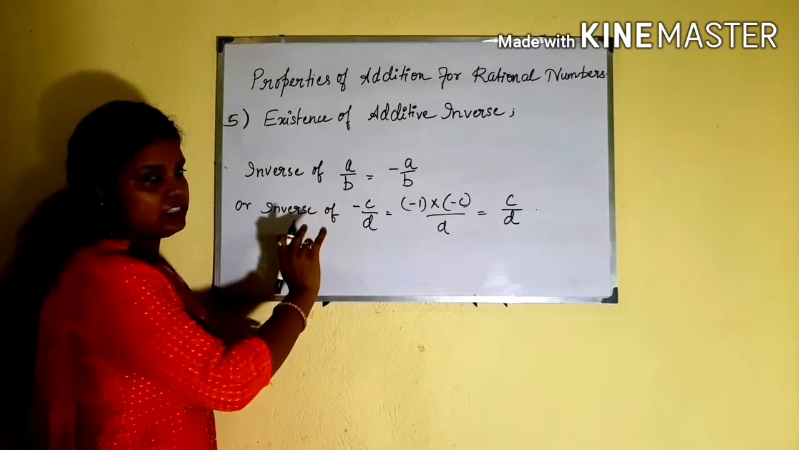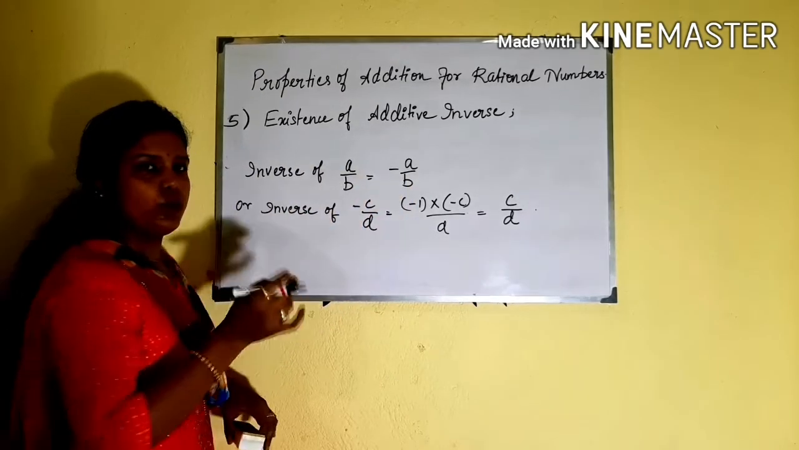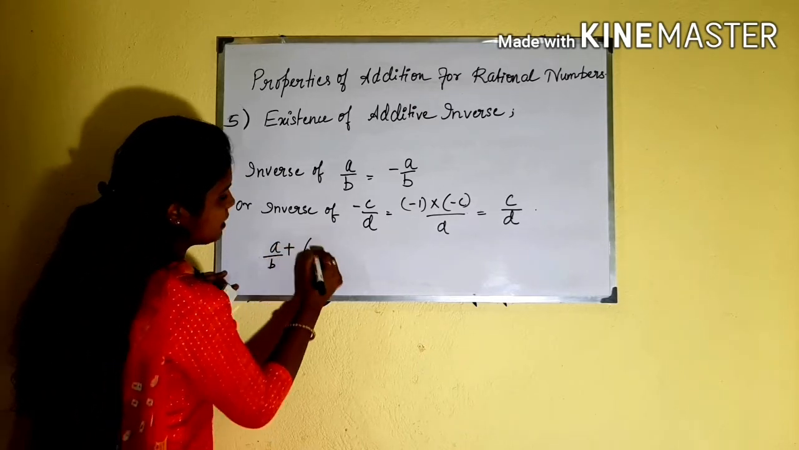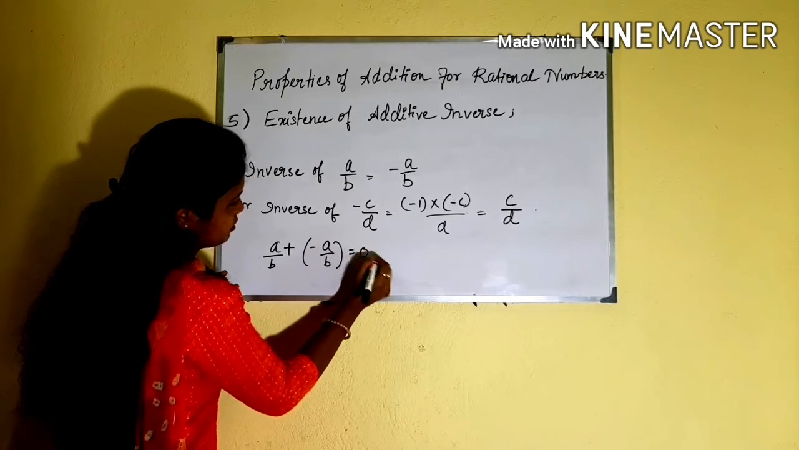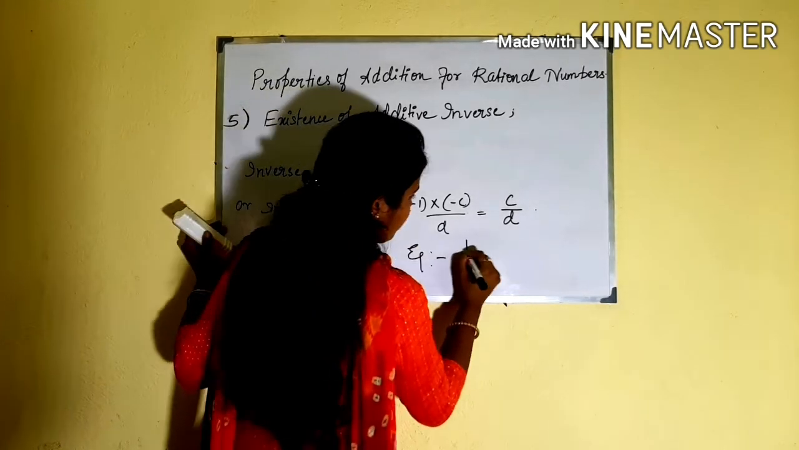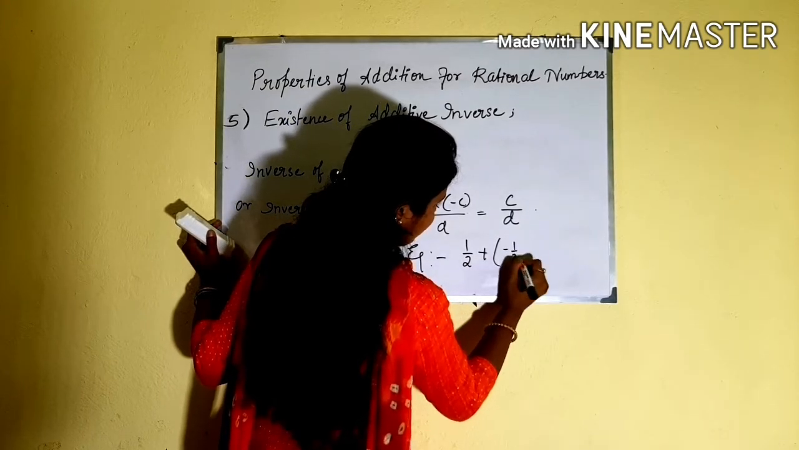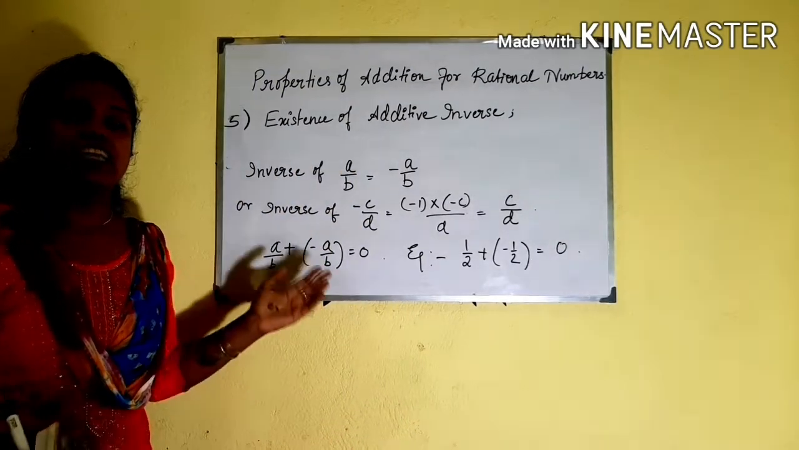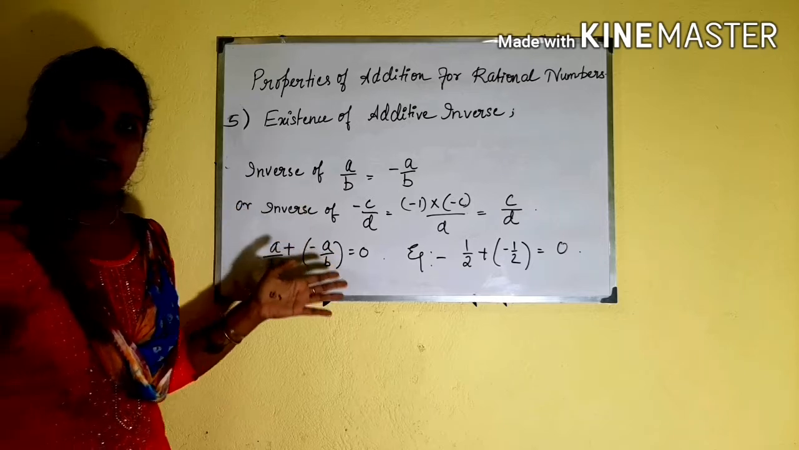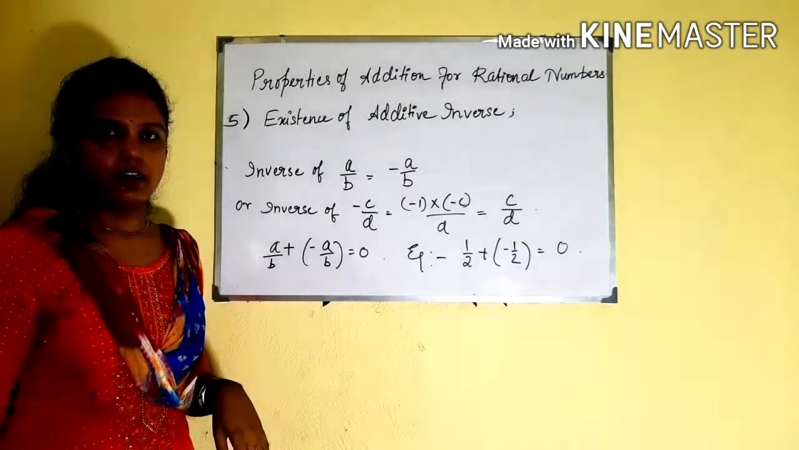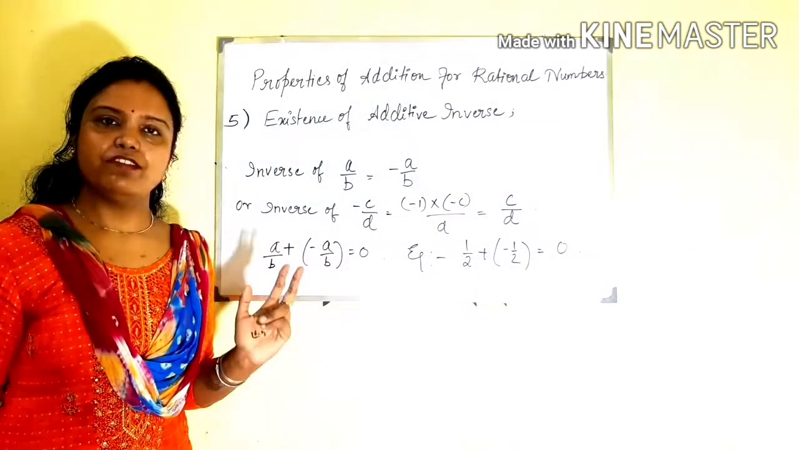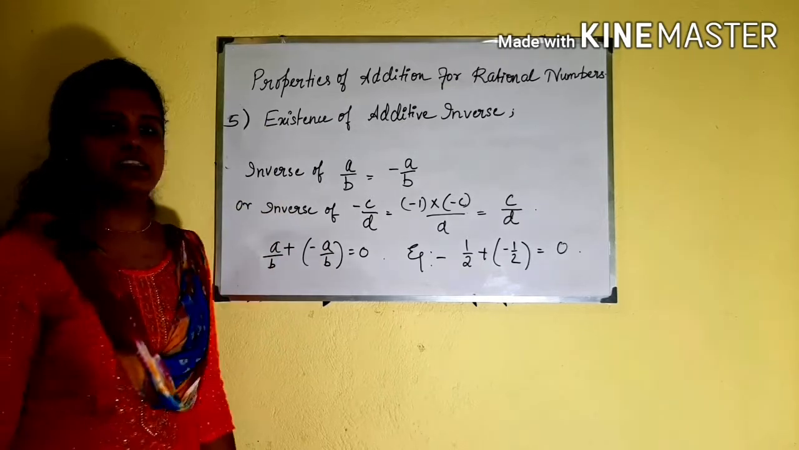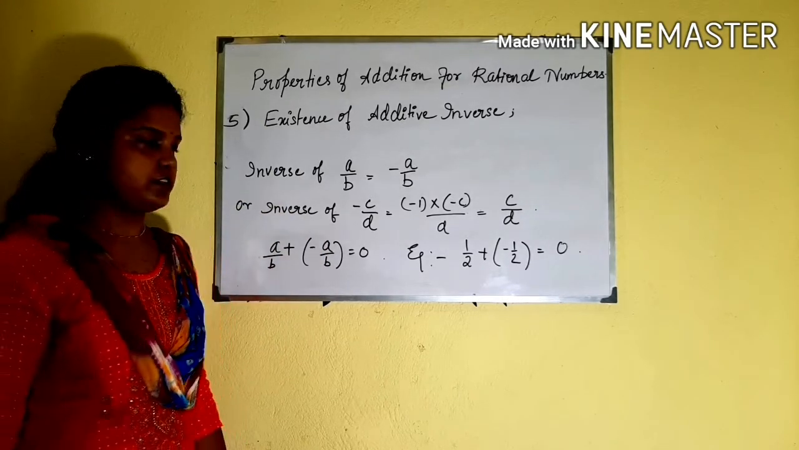So whenever you add the rational number and its inverse, we get 0. A by b plus minus a by b will give you 0. Example, 1 by 2 plus minus 1 by 2 is equal to 0. So if asked, what is the additive inverse of a by b? That is minus a by b. So the result of a rational number and its additive inverse gives you 0. So this is the property of existence of additive inverse.